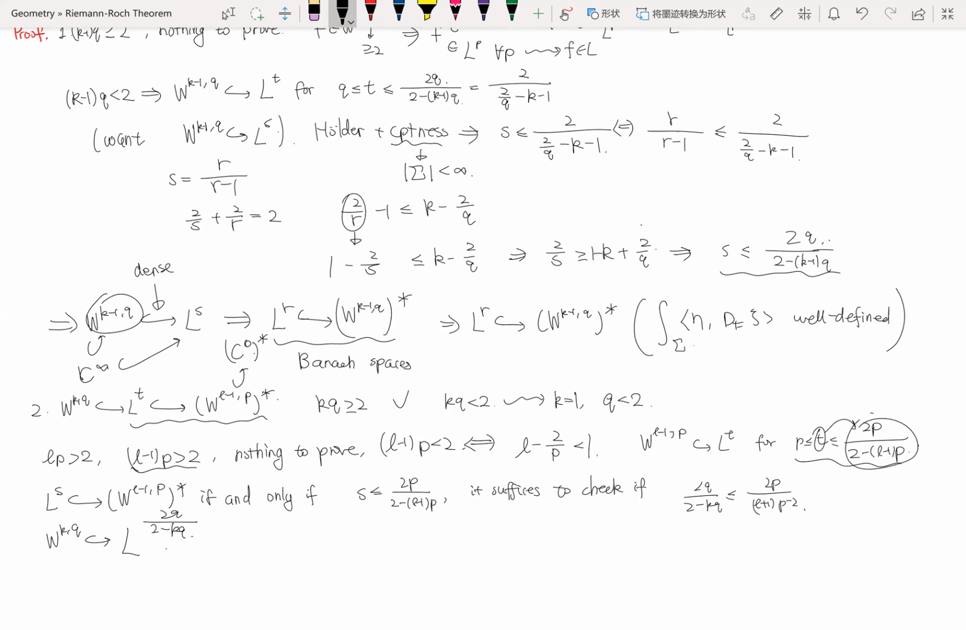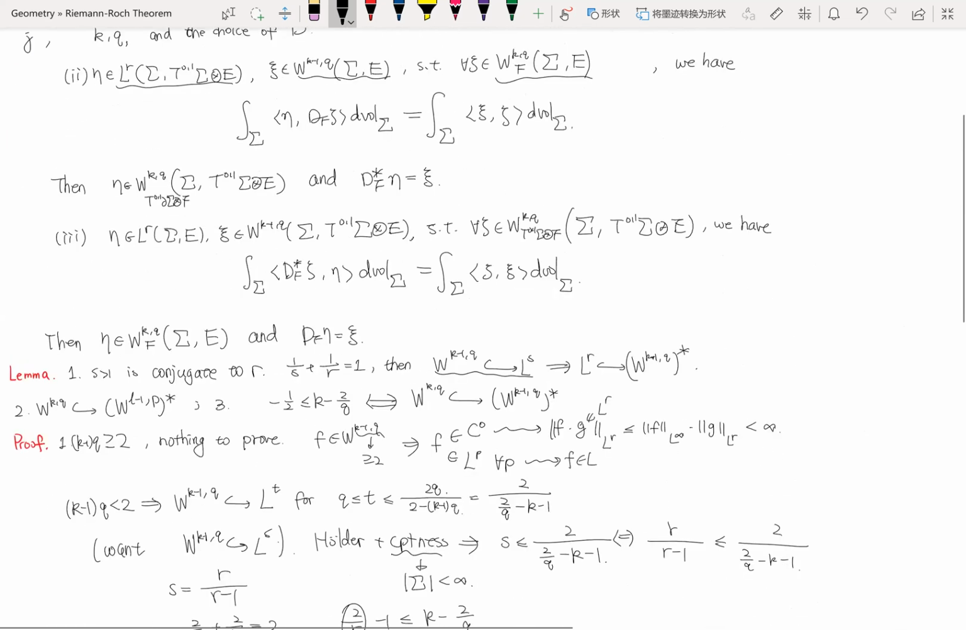T is bounded by this, but we are considering the dual of T. So the dual of T will be given by again 2p but over (L+1)p minus 2. So this is, we take the fractional part, T minus 1 over T. So but by that direct checking, we have this is equivalent to saying that 2 over q minus k is bounded by L plus 1 minus p over 2.